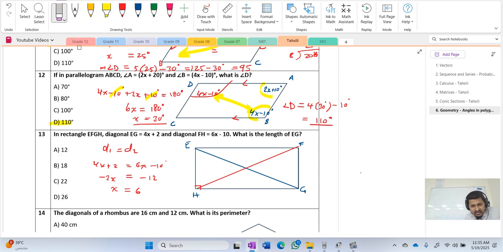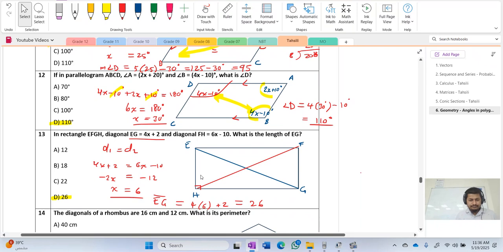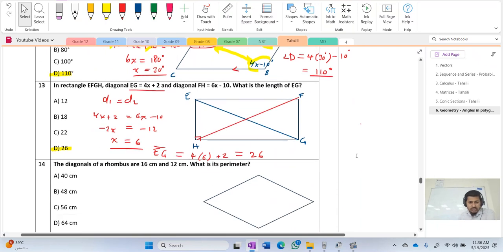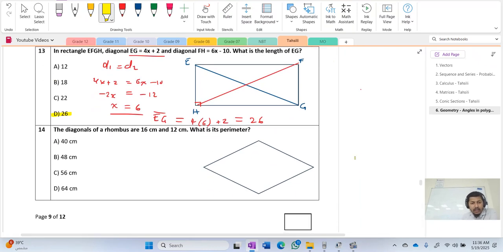The diagonals of a rhombus are 16 and 12. Because the diagonals are 16 and 12, let's take the longer diagonal to be 16 and the other 12. What do we know about the rhombus? They intersect at 90. Because this is 16, it's going to be 8 and 8, and the other one is 6 and 6. Right? What is its perimeter? Perimeter is the distance around the object. So first we need to find the side. Side is equal to square root of 6 squared plus 8 squared.